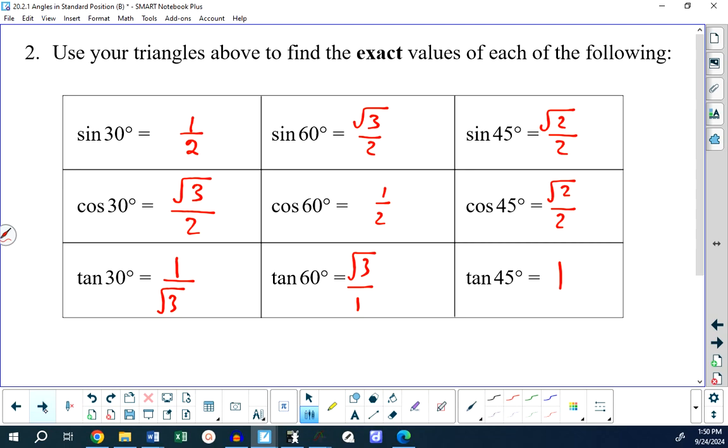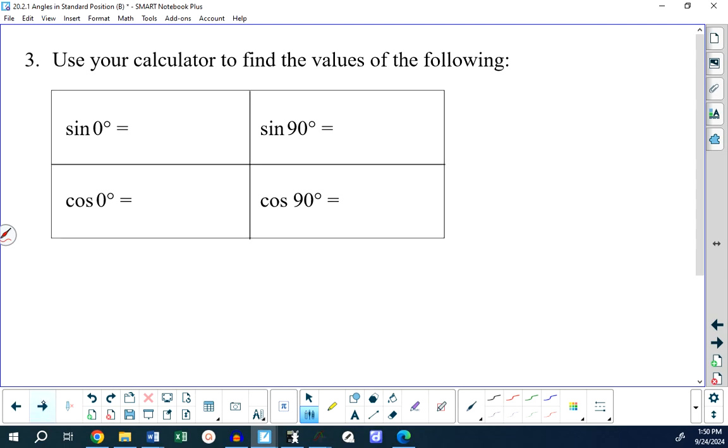And I know that to many of you it's a why. What's the importance of this? Just trust me that it's important for higher levels of math. Use your calculator to find the values of these.